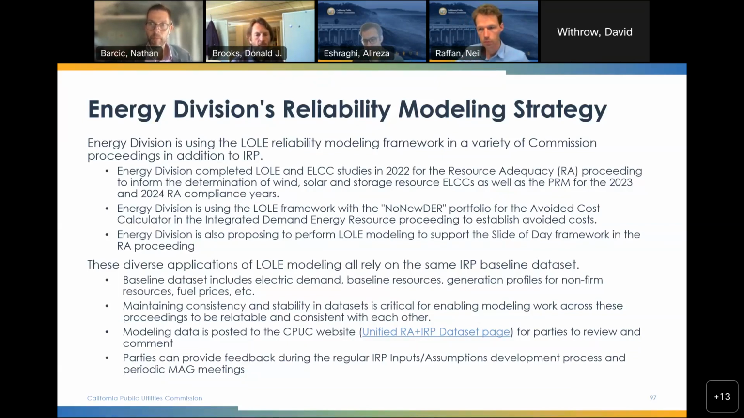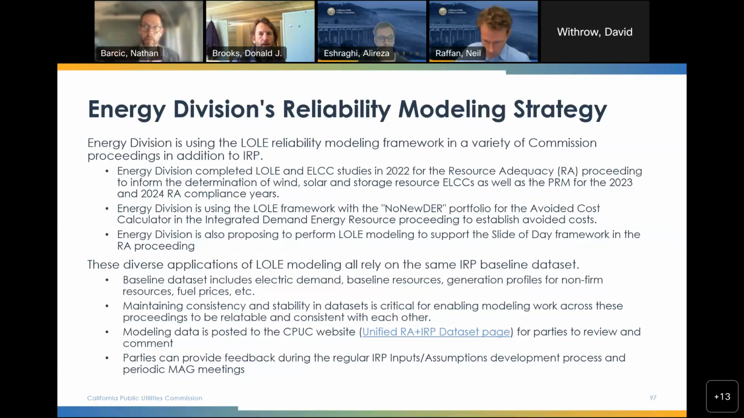We have a new 2022 page that shows the updated data sets that we've got right now that are going to be used for this reliability effort this year, as opposed to previous. We also have the previous IRP data sets up there in case you wanted to see how things changed. The one thing not there yet is the resource baseline list, and that's in final development. We're going to be posting that probably within the next week. Parties can provide feedback to these data inputs during the regular IRP inputs and assumptions development, the INA development, which we do later this year.